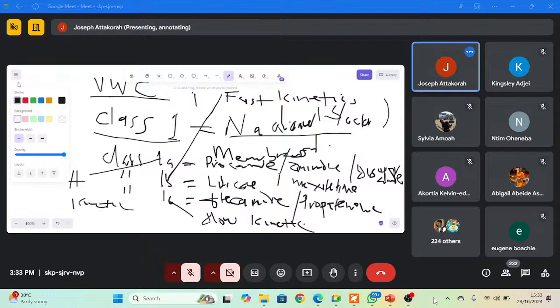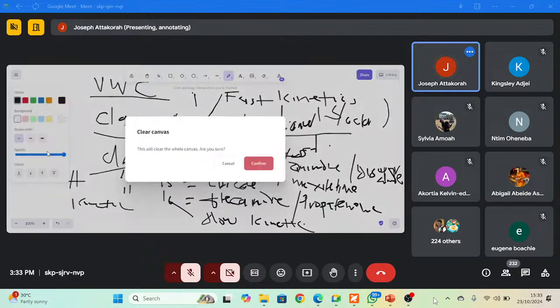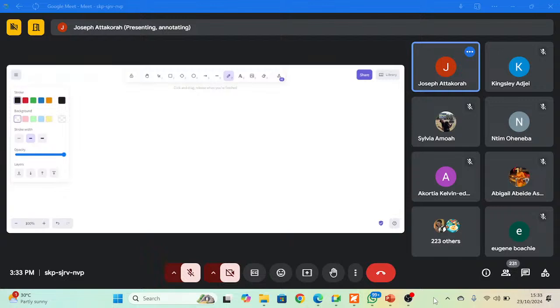So note them. Let me move on quickly to class 2. Which medications are in class 2? Beta blockers. So class 2 are beta blockers.